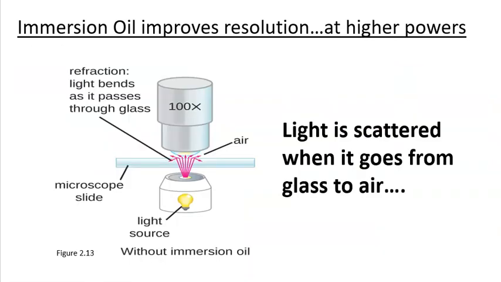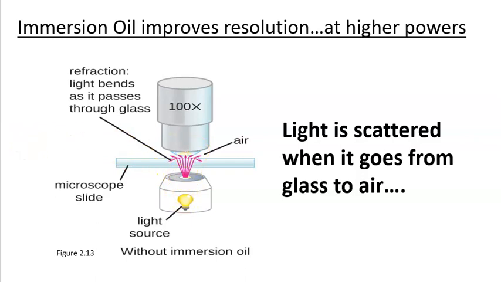One of the interesting features when we look at a light microscope is that when light travels from the light source and hits the glass, it causes a little bit of refraction because it's going from air to glass. And remember, when you change media, that causes your light to bend, but then it goes from the glass into the air.